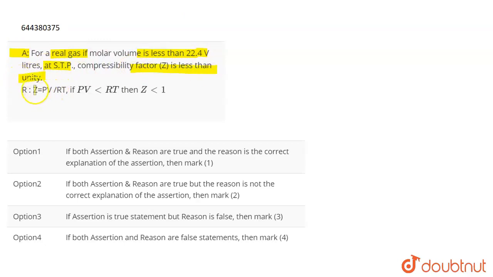And the reason is that Z is equal to PV by RT, and if PV is less than RT, then Z is less than 1. So if we talk about compressibility factor, that is actually equal to the real volume, the molar volume, for the real gas, divided by the volume of the ideal gas. Also Z is defined as PV divided by nRT, but as they are considering the number of moles as 1, let us consider it as RT. So Z is actually equal to PV by RT.